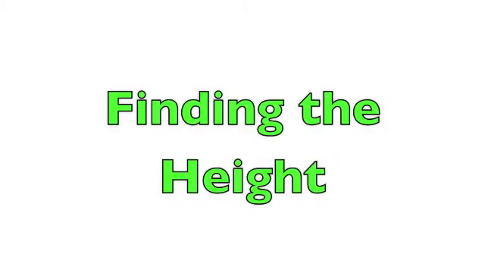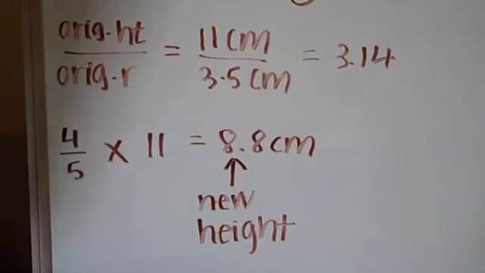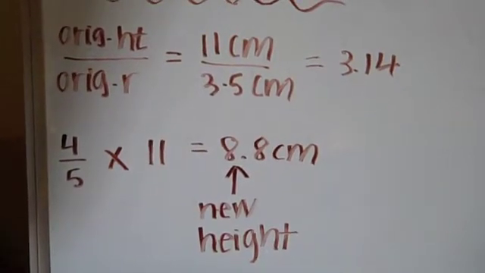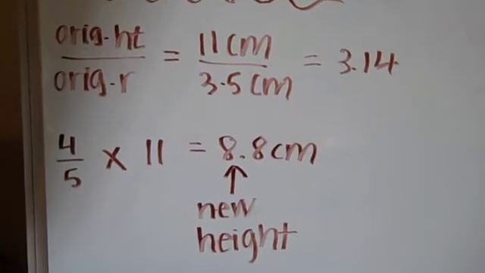The height of the cone is 11 centimeters, and the cone must be filled up 4/5 of the way. Therefore, you must multiply the height of the cone by 4/5 to get 8.8 centimeters.